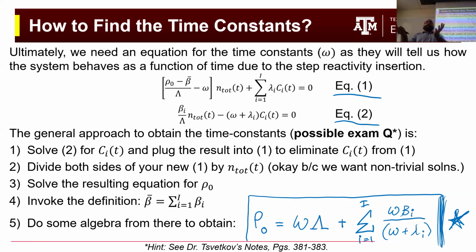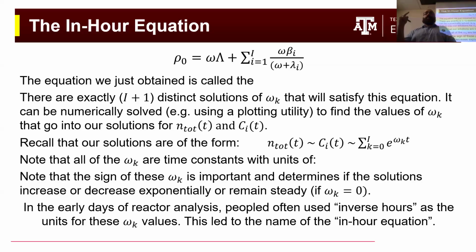But what I'm going to show you guys is this is also the equation that we can solve to find our time constants. So that was what I wanted us to see next, is how we can take this equation and solve for what our time constants are going to be. So that equation is called the n-hour equation. The n-hour equation. It's valid for any number of delayed neutron precursor groups.